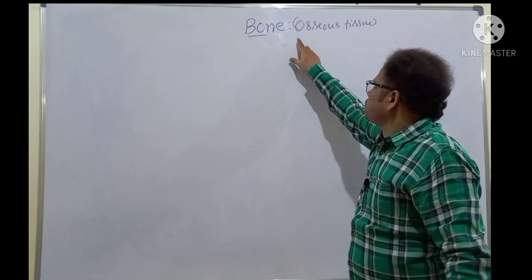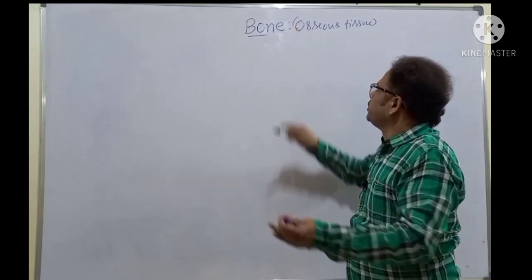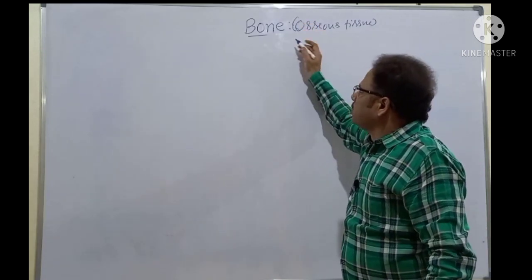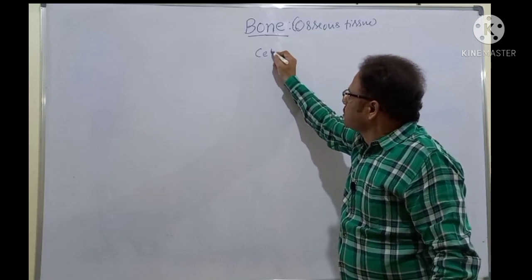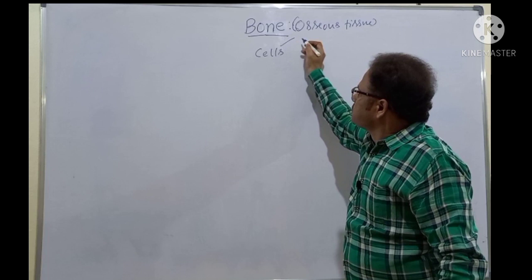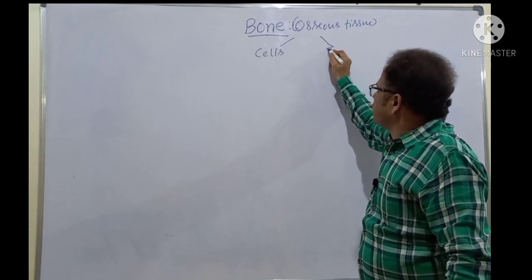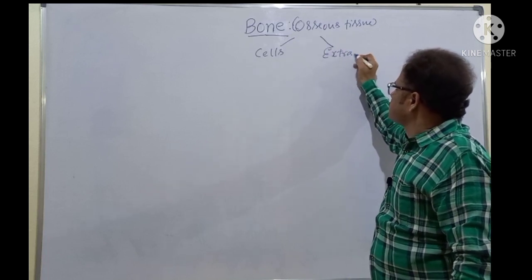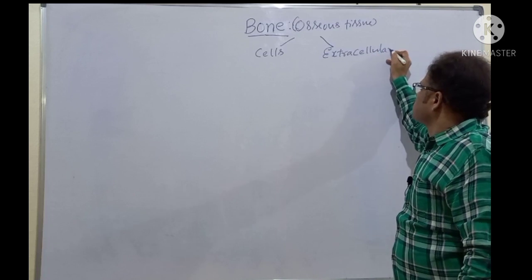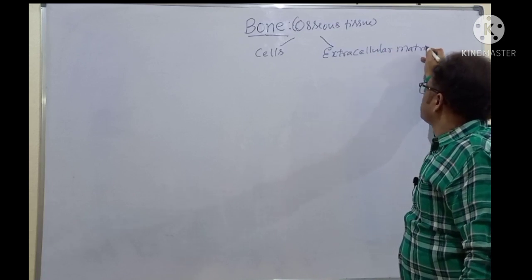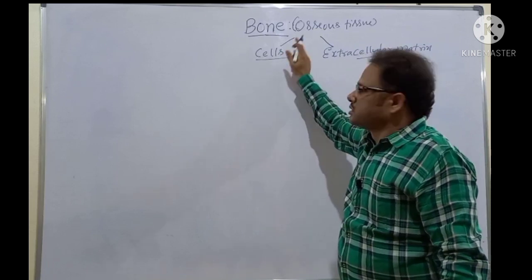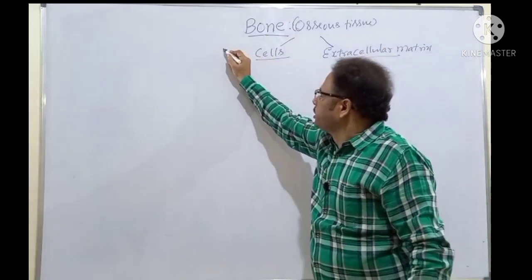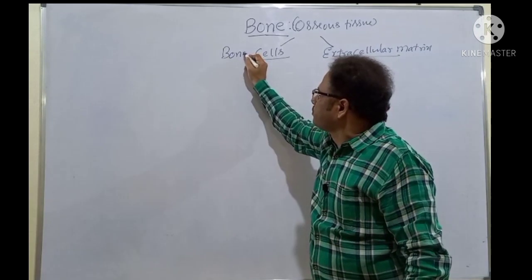So this is a bone tissue or osseous tissue. The tissue contains the cells and the matrix. Here, extracellular matrix. So first of all, let's discuss what are the cells present in the bone. That is bone cells.